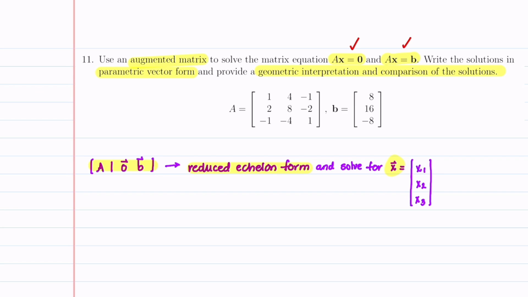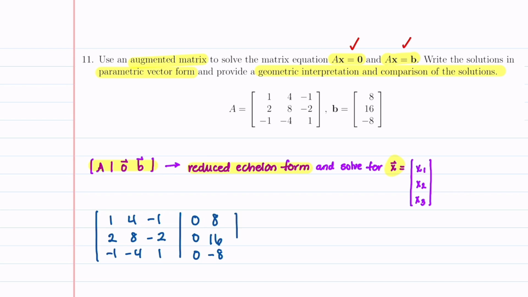To start, we're going to take our matrix A and augment on the right with 0 and then our vector b. So we have a 1, 4, minus 1. I'm just writing down our matrix A. And on the right-hand side, we have our 0 and then our b. This method is really nice if you have a lot of vectors b, like b1, b2. You can do them all at once. Okay, so we need to put this in reduced echelon form.